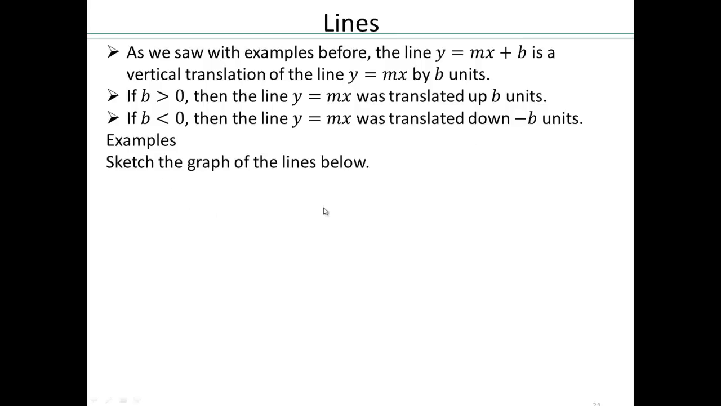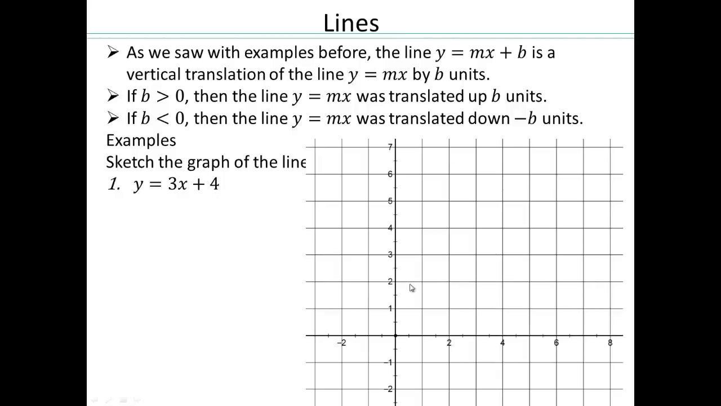Sketch the graph of the line below: y equals 3x plus 4. 3 is the slope, 4 is the y-intercept. So we're going to have 4 as the y-intercept. Slope is 3 means what? Up 3 and over 1. Up 3, 1, 2, 3, and over 1. So there's your line.